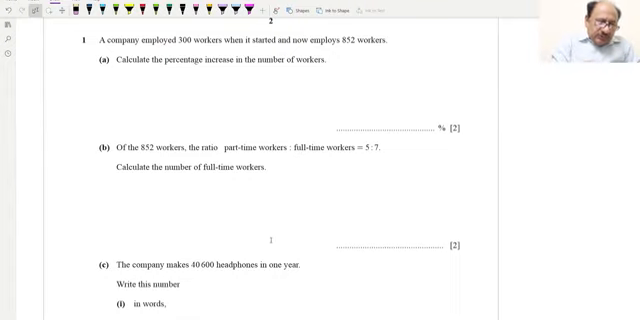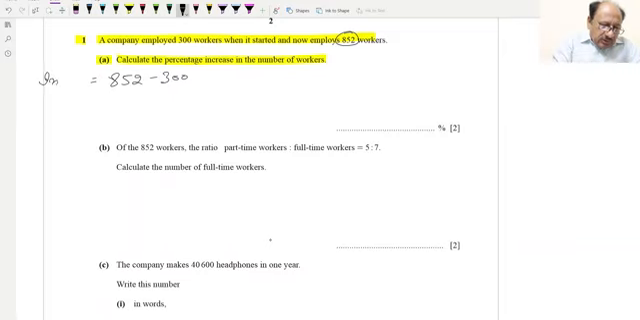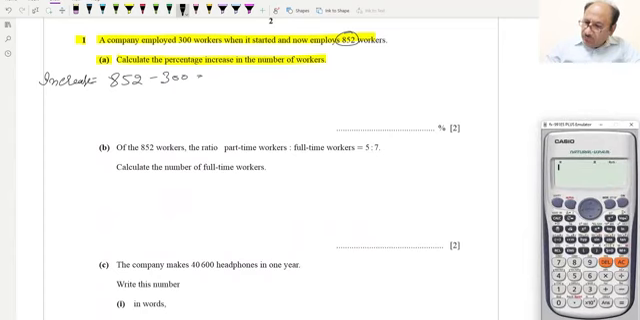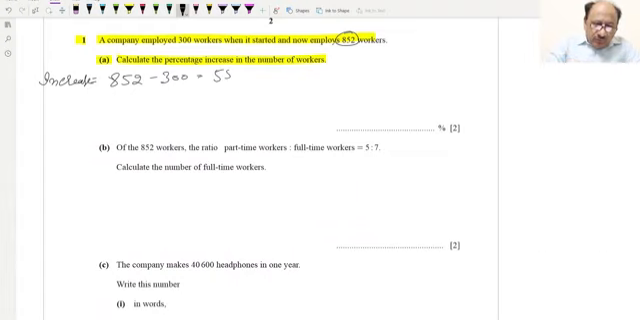Question number 1 says a company employed 300 workers when it started and now employs 852 workers. Part A: calculate the percentage increase in the number of workers. Percentage increase will be based on the increase, which is the current 852 minus 300. The increase is equal to 552 workers.